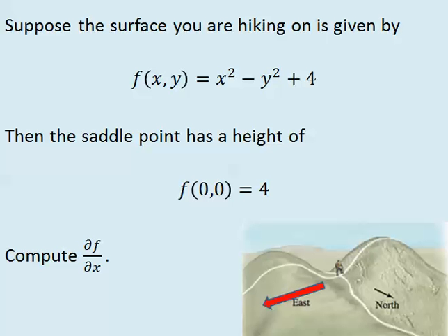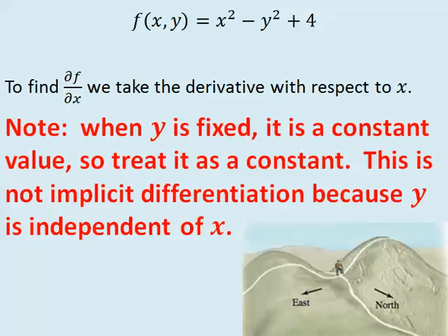Suppose this surface is described by the function f equals x squared minus y squared plus 4. Then the saddle point has a height of 4. I'd like to compute the partial of f with respect to x. To do that, I need to keep in mind that y is fixed. It is a constant value. So I need to treat it as a constant.